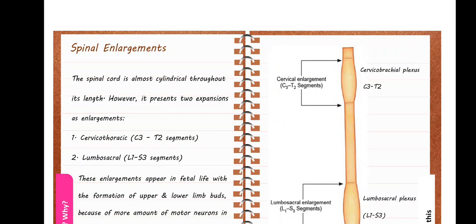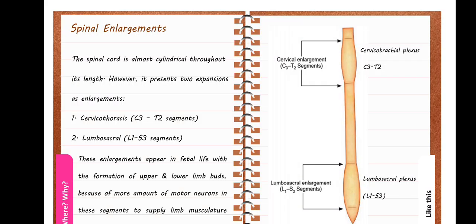Now, let's talk about spinal enlargement. There are some specific parts of the spinal cord where we have some enlargement. Not every part of the spinal cord is uniform in diameter. There are some parts where we have a wider diameter than other parts, and this point is called spinal enlargement. And we have two types.